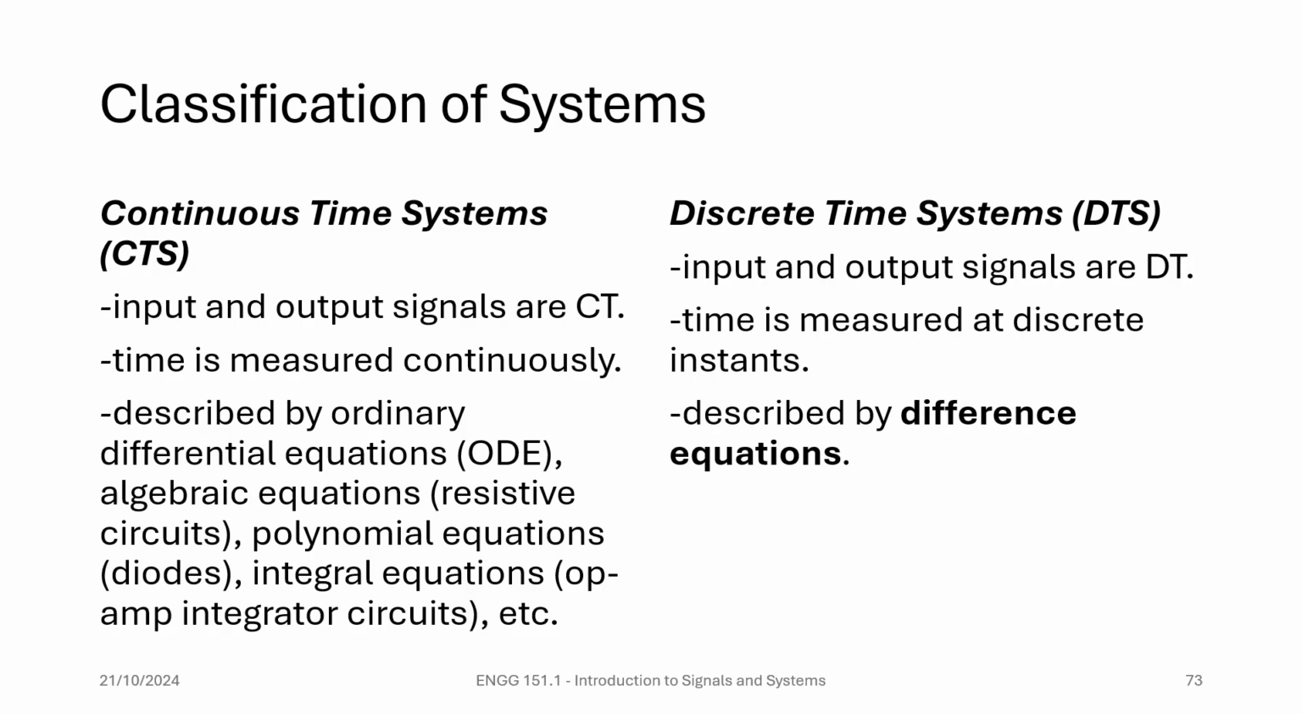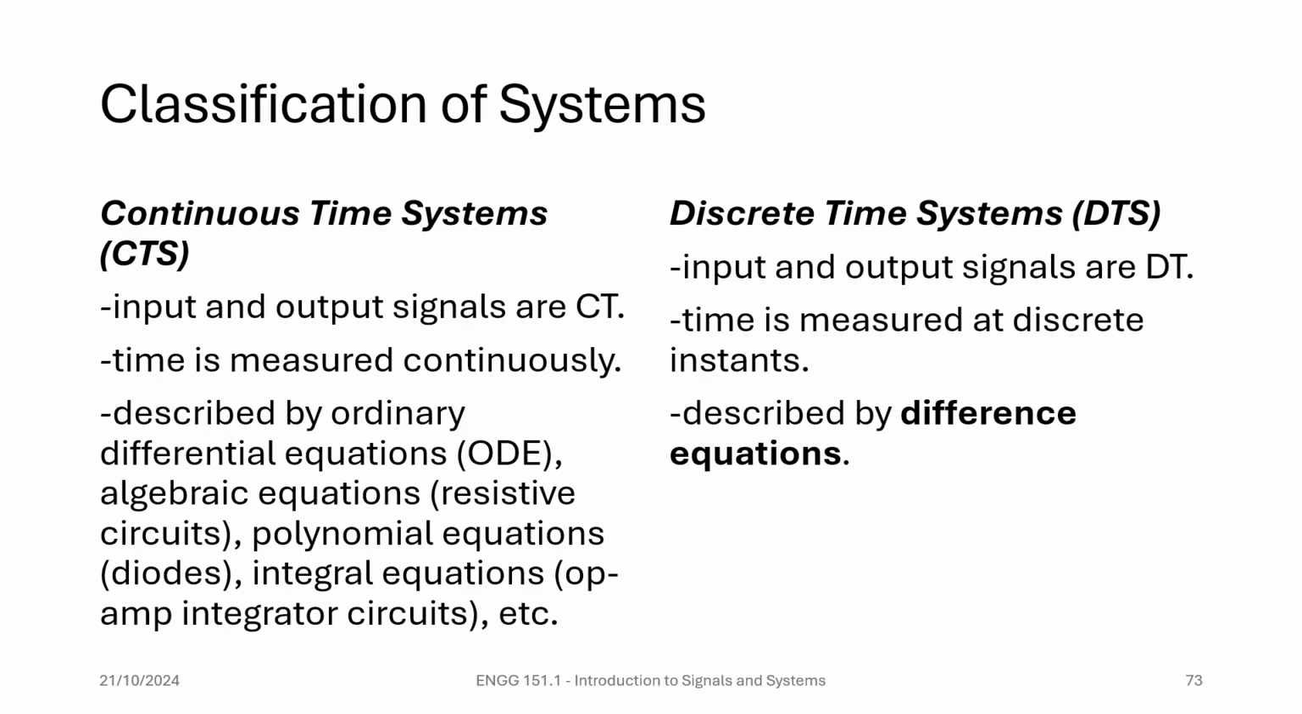The first classification of systems is based on the type of signal being fed and resulting. Let's say, if we have an input signal and output signal that is CT, or continuous time, then the system is also continuous time. We call it a continuous time system or CTS. Just like in CT signals, time is measured continuously. A continuous time system is described by ordinary differential equations, algebraic equations, polynomial equations, integral equations, etc.